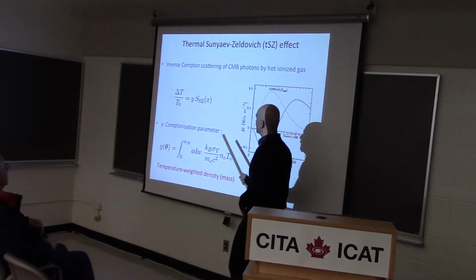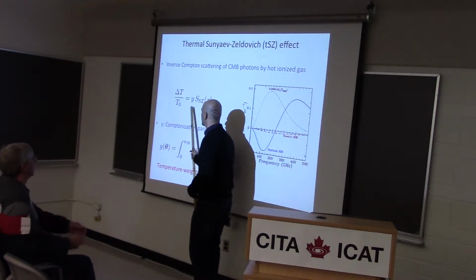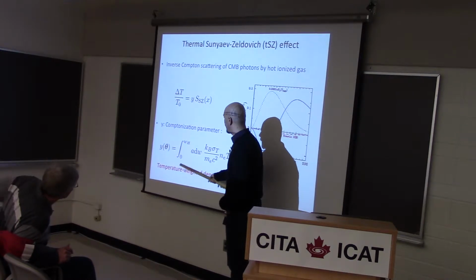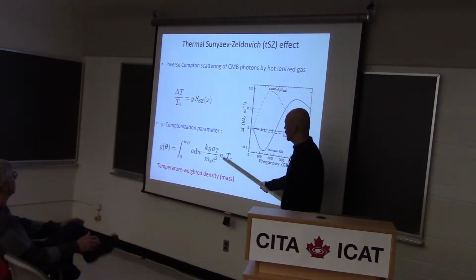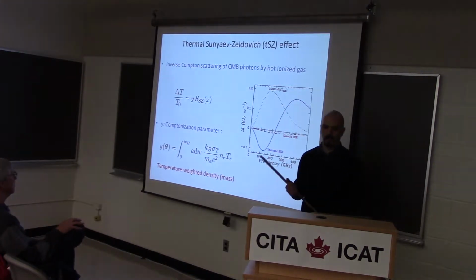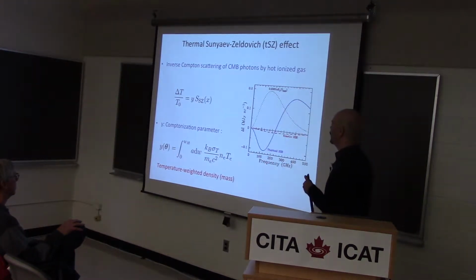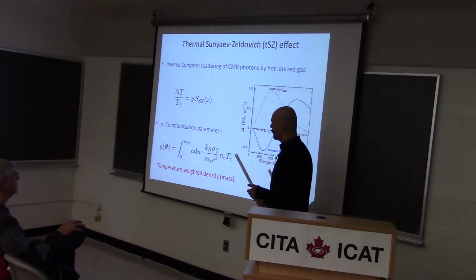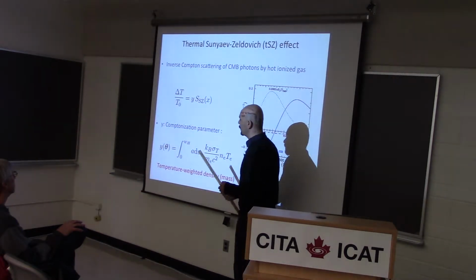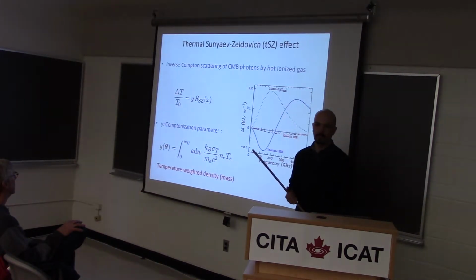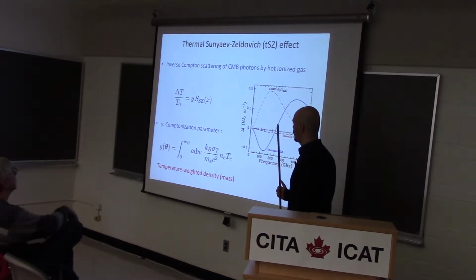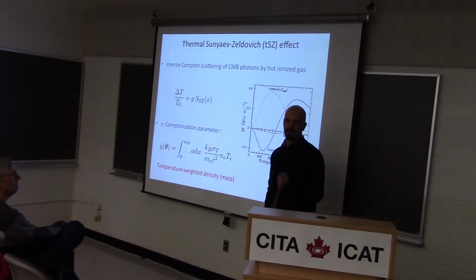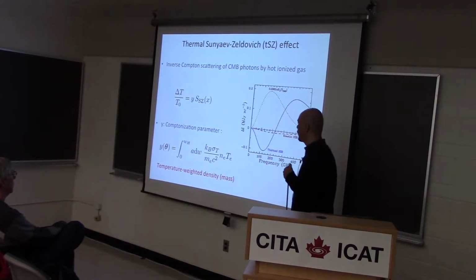So the quantity of interest is this comptonization parameter, which is effectively an integral along the line of sight of the temperature-weighted density of these ionized particles. And it is interesting because we can study the distribution of baryons in the sky with this probe, even when the density of these baryons is relatively low.